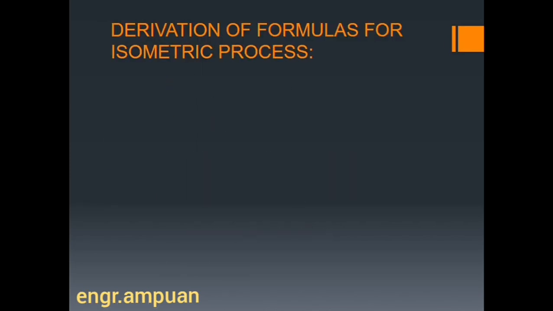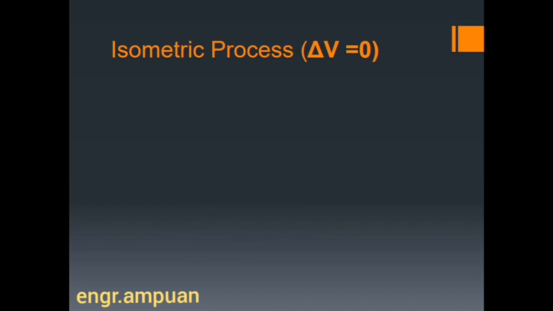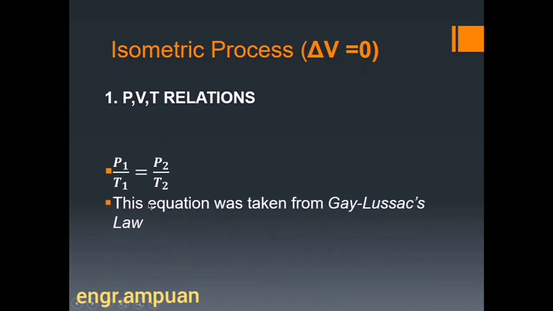So the first process that we will be discussing is the derivation of formulas for the isometric process. When we say isometric process, the change in volume equals 0, because in this process the volume is held constant. So do not forget this one. The PVT relations of the isometric process are applicable using Gay-Lussac's law, so using this equation.